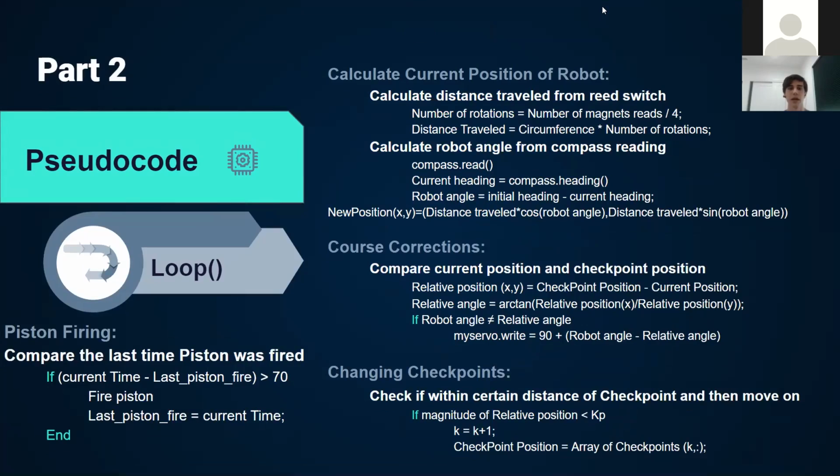So you compare them. And if the robot angle is not equal to the relative angle comparative to the checkpoint, you move the servo motor to correct for that. And then the last thing is changing checkpoints: if you get within a certain distance of a checkpoint, you have to then move on to the next checkpoint.